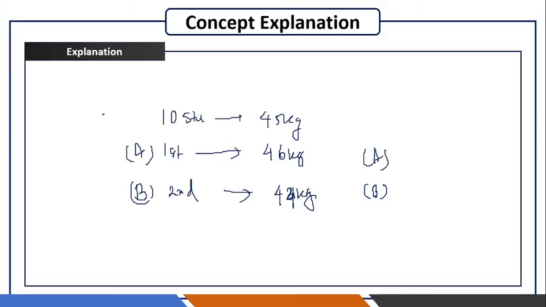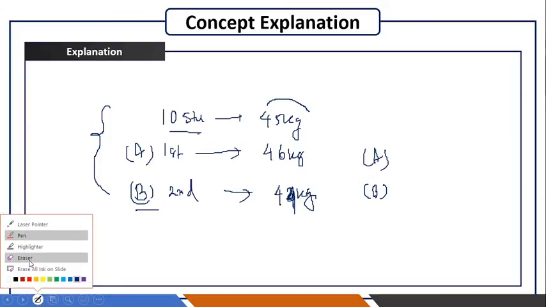I am repeating the question. In a class we are having 10 students whose average weight is 45 kg. Now a student whose name is A joined the class, and hence the average weight became 46 kg. B joined the class after A, and the average weight became 44 kg. We need to find out the weight of the person A and the person B.